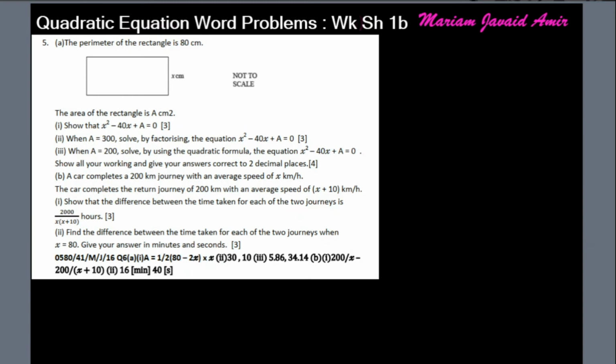Question number 5. The perimeter of the rectangle is 80 centimeter. The area of the rectangle is a centimeter square. Part 1. Show that x square minus 40x plus a is equal to 0. So let's see what information do we have.